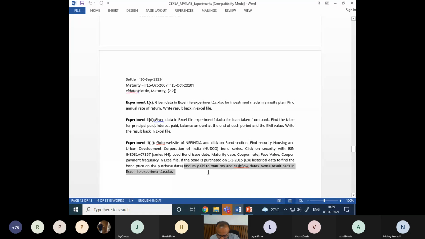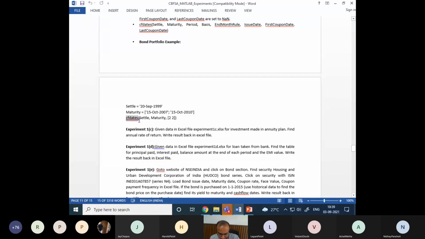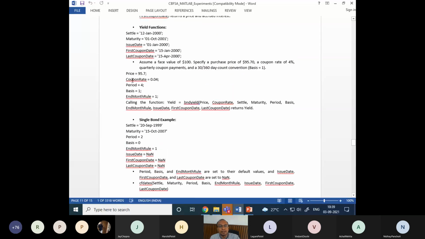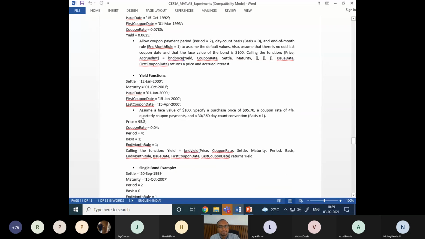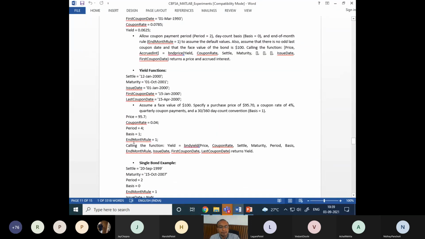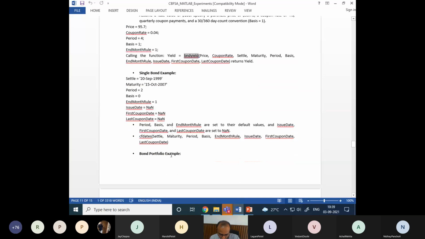You have to assume you have purchased this on this date, and then find the yield to maturity and cash flow dates by running the analytics using functions like bond price or bond yield. There are three functions which are useful: the cash flow dates function, and the bond yield function that we have seen last time. So I go to that particular function, the yield function. We have seen this bond yield function.